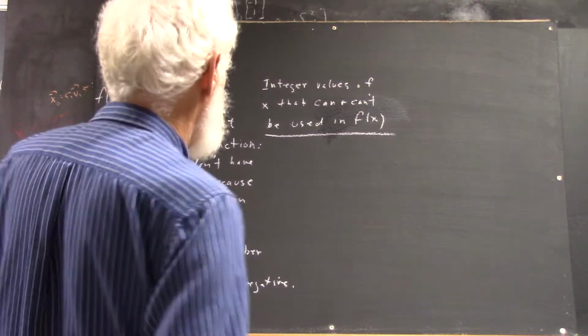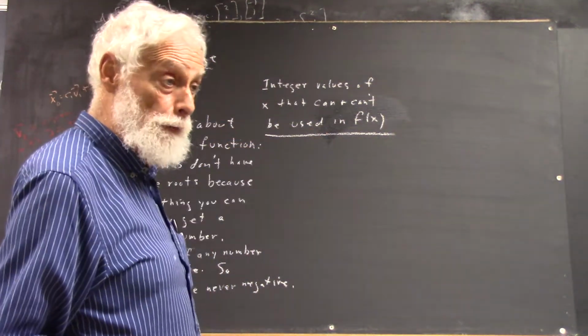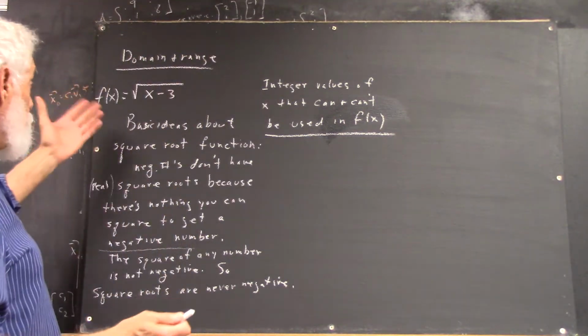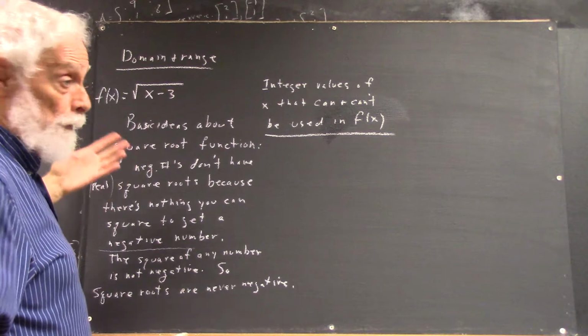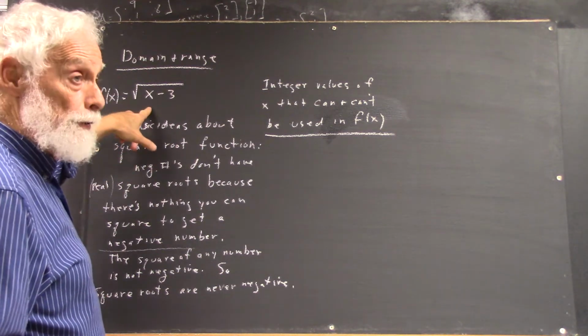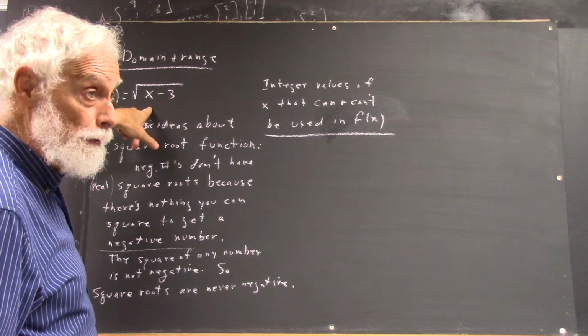Okay, integer values of x that can and can't be used in f of x. So I said, well, you know, for some values of x, this will be fine. For other values, it won't. You can't say whether you can do this square root until you know what x is.